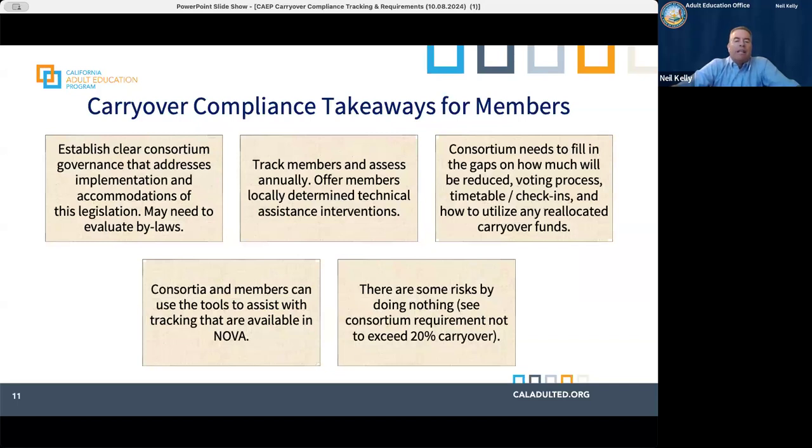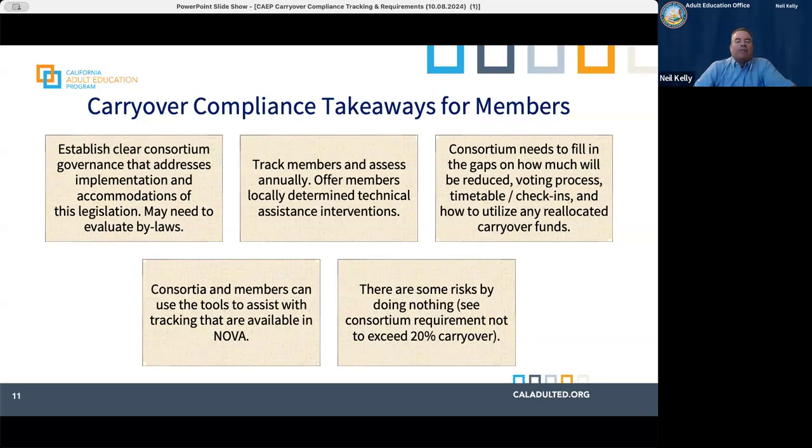And then here are just some key takeaways for member carryover. Consortium needs to establish some clear governance that addresses the implementation of this and accommodations of the legislation. You might want to reevaluate your bylaws or review to see how they align, because it is very different than maybe your current bylaws, especially on the voting. Another key takeaway is tracking members and assessing them annually, figuring out what that locally determined technical assistance would look like and what that intervention means.